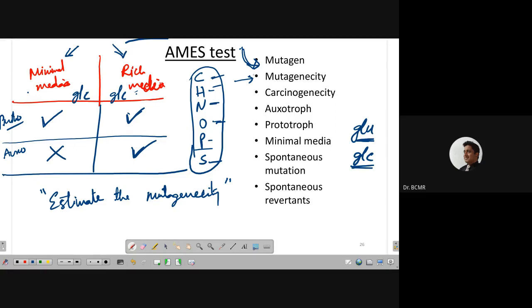Carcinogenicity is the ability to cause cancer. Cancer is caused by mutations. All mutations don't lead to carcinogens or cancers. Some do and some don't. They are related in the sense that all carcinogenicity is mutagenicity, but not all mutagenicity is carcinogenicity. And we also described prototrophs, that is the wild type, the organism naturally found in natural environments.